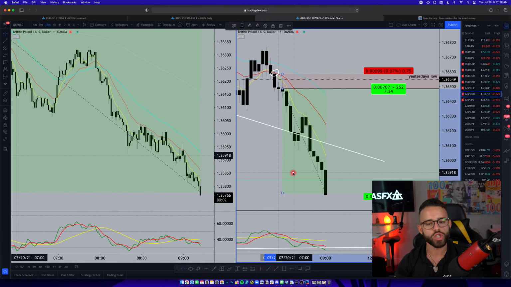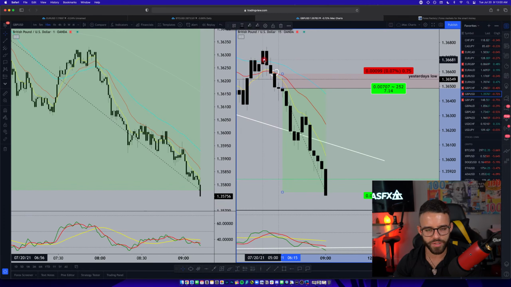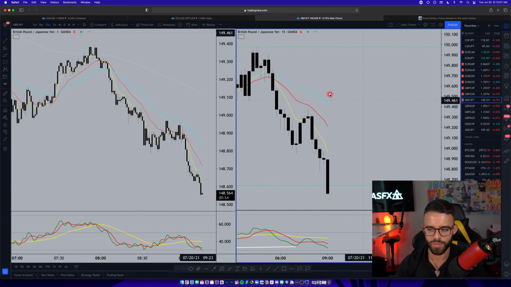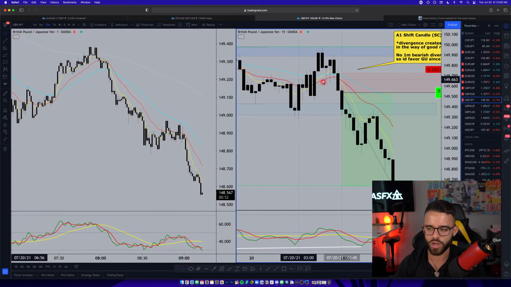Tons of markups showing the power of the D1 on the 15 and 1 minute into the 15-minute shift candle, and how well it can hold that 8 EMA. Now, this happens at the same time as GBPJPY throws a shift candle here on the 15-minute.